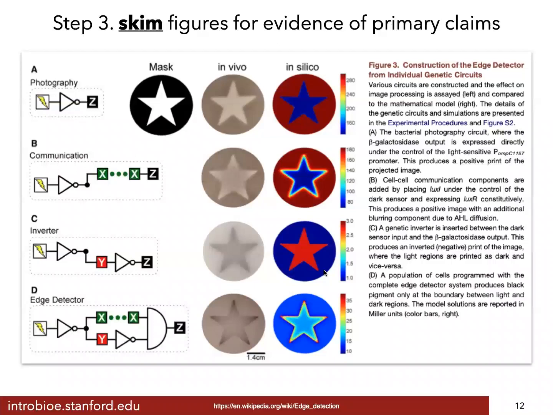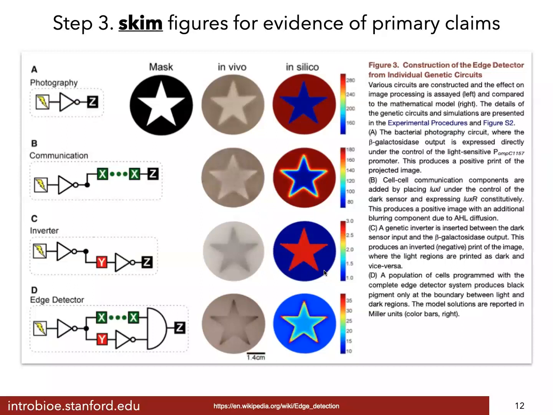What's actually happening on the bacterial plate is shown in this in vivo column in the middle. And then what they expect should be happening is shown in the right column, colored in red and blue and green and yellow. We can see that if they just take a bacterial picture in the top, the photograph, they have a mask that's a star, and the bacteria make a capture pattern of the star. Then if you go down to the inverter, row C, they can flip the pattern, so what was black and white is now the opposite. And then if you look in the edge detector and you look closely, you can see that the darkness is strongest at the border of the star.